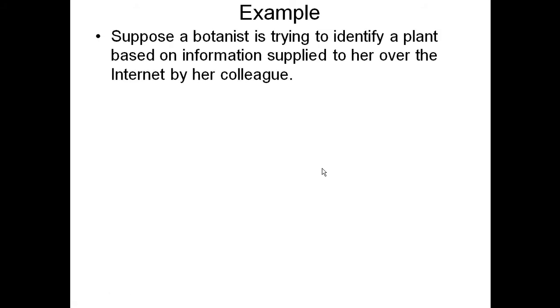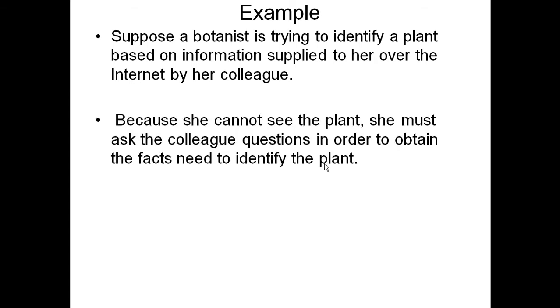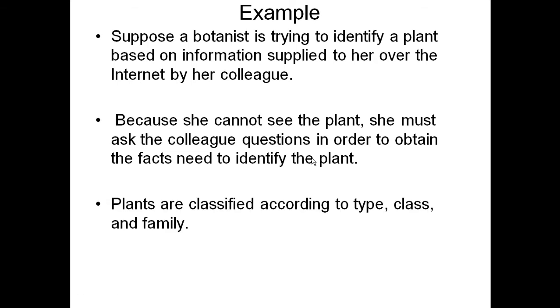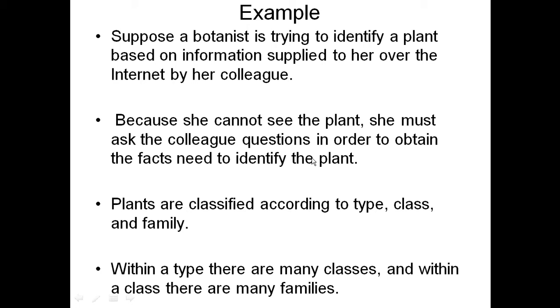Here's an example of an expert system. Suppose a botanist is trying to identify a plant based on information supplied to her by her colleague, but she can't see the plant. He's on the internet giving her information. Because she can't see it, she has to ask her colleague questions to obtain the facts she needs to identify this particular plant. Plants are classified according to type, class, and family. She wants to ascertain the family. Within a type, there are many classes, and within a class, there are many families.